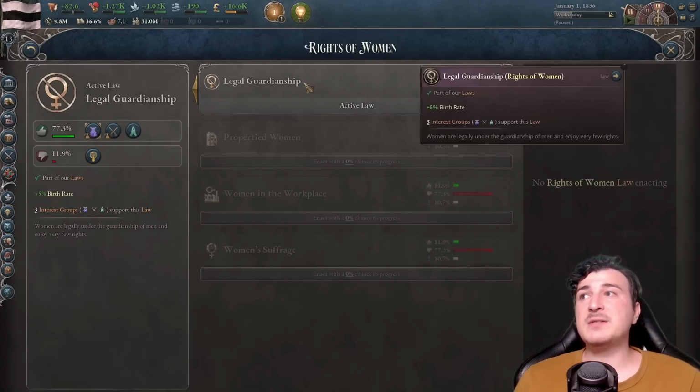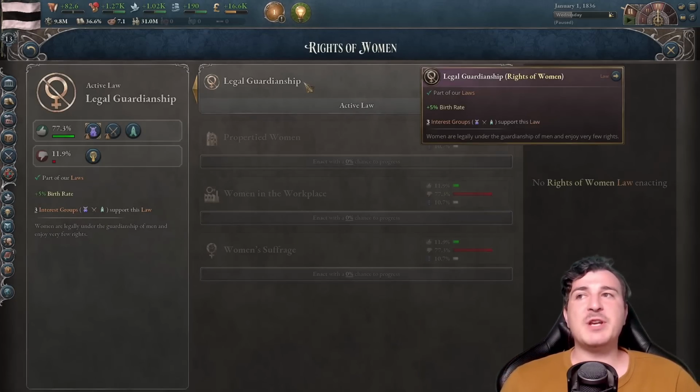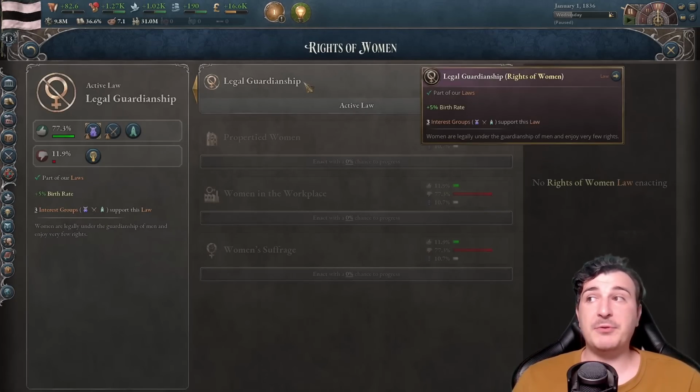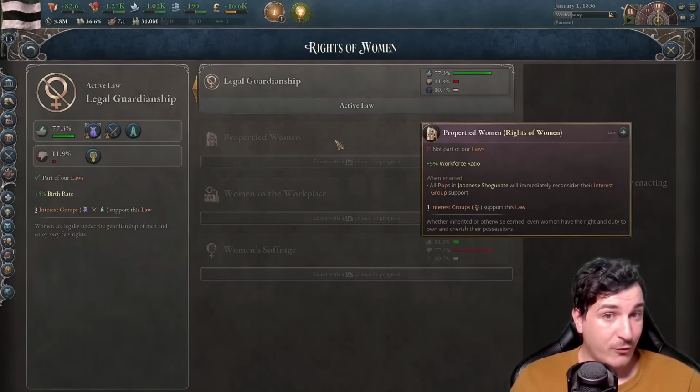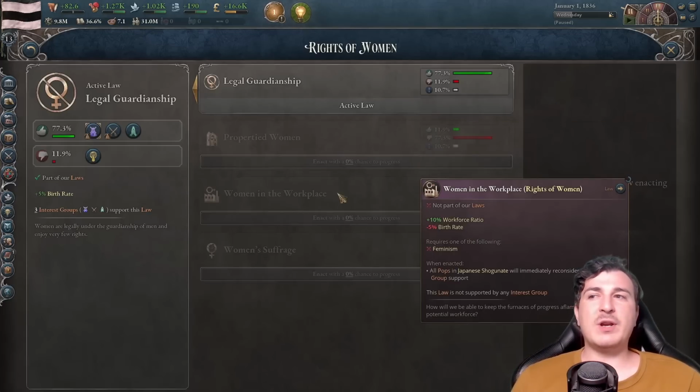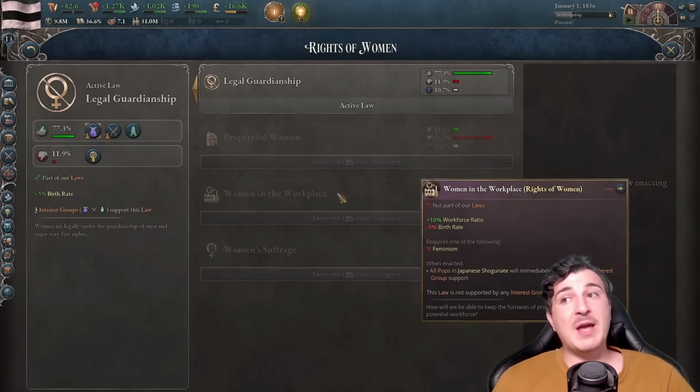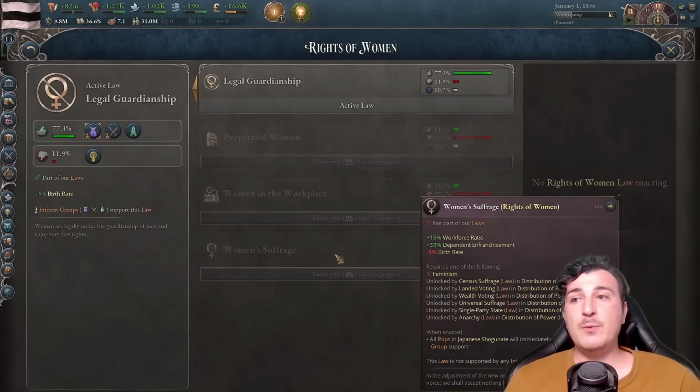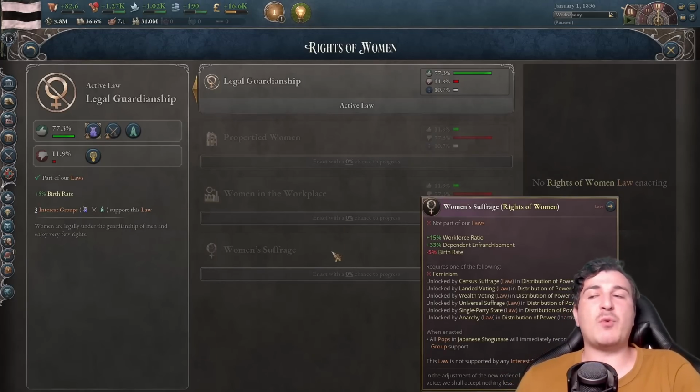Right of women starts with legal guardianship in most nations, which means you get an extra 5% birth rate. Property-tied women gives workforce ratio plus 5%. Women in the workplace gives 10% workforce ratio and a 5% reduction in birth rate. And women's suffrage gives 15% workforce ratio, 33% dependence enfranchisement, and reduced 5% birth rate.